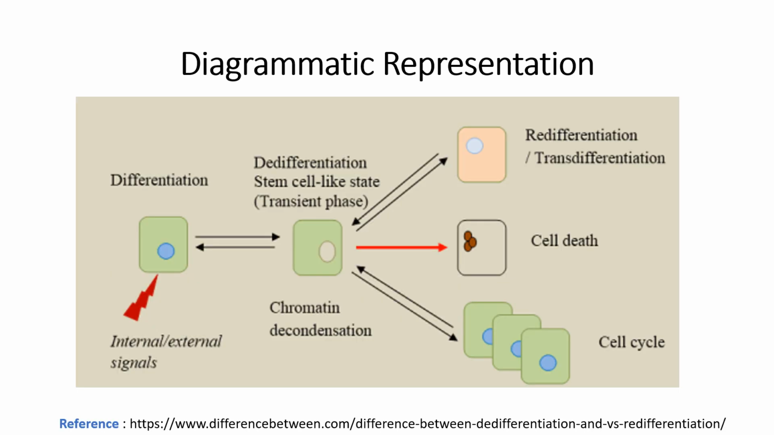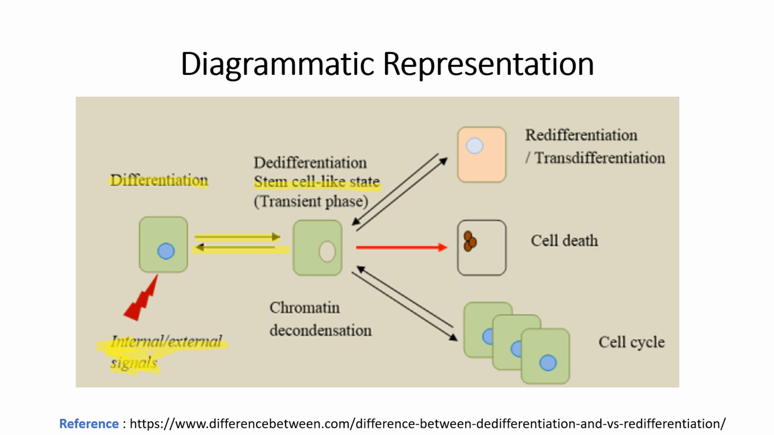Next is the diagrammatic representation, in which we will show how this process works. This diagram gives a clear understanding of how it works. This is a plant cell. External and internal signals are given to the plant cell, and this leads to the process of differentiation. The two arrows here show that these can be interconvertible processes.